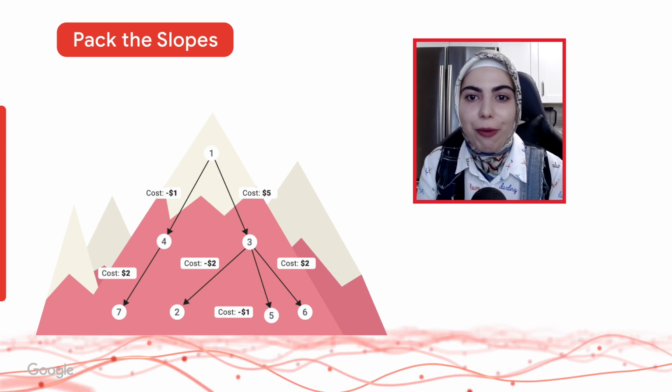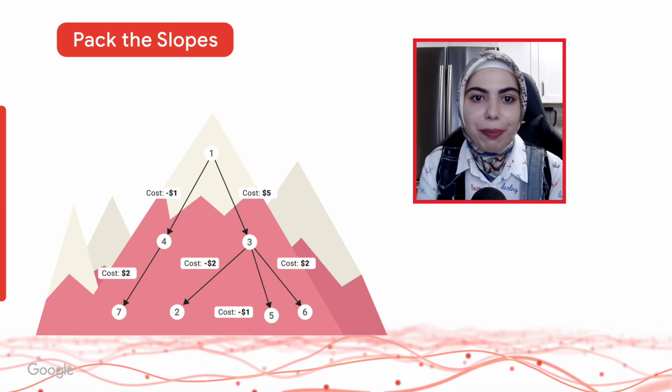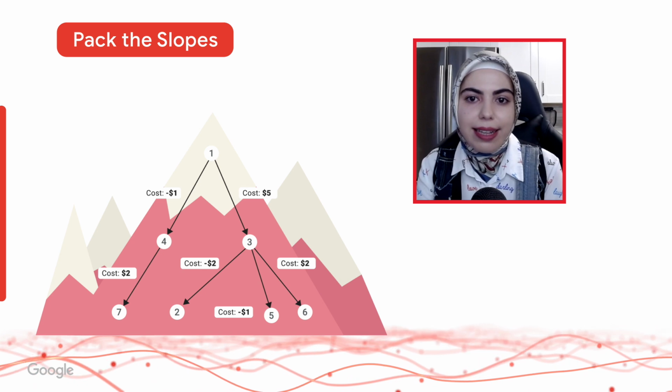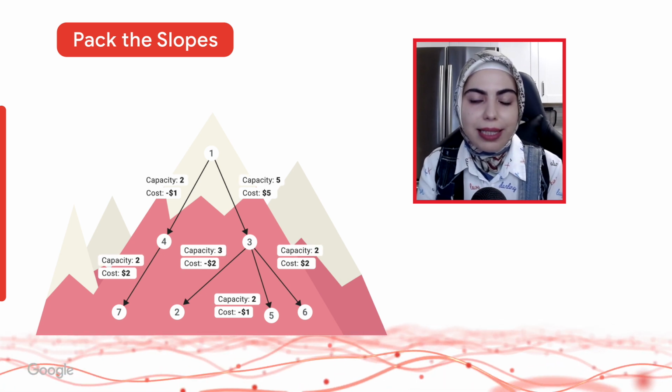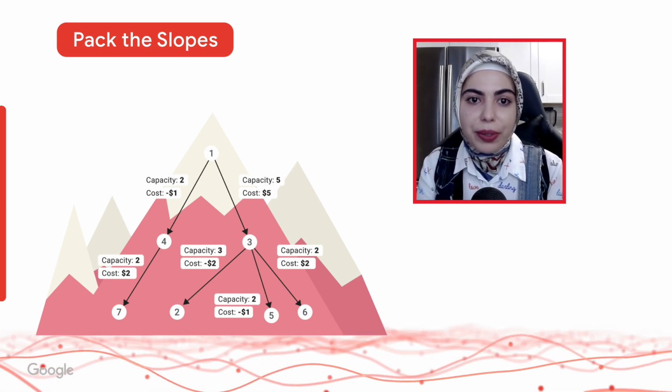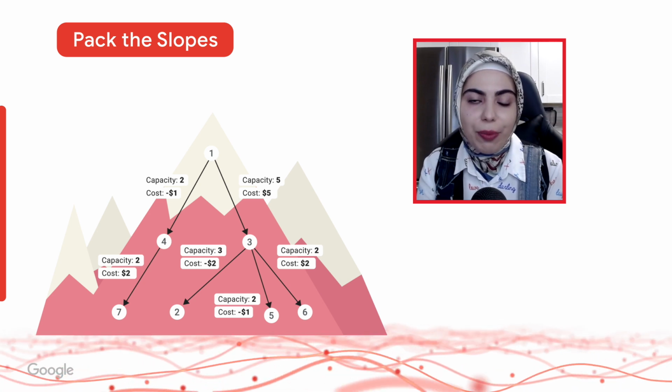But some slopes have bounties. This means that the ski resort will pay you that amount for each skier using that slope. Also, each slope has a maximum capacity. This limits the total number of skiers that can go down that slope in the day.